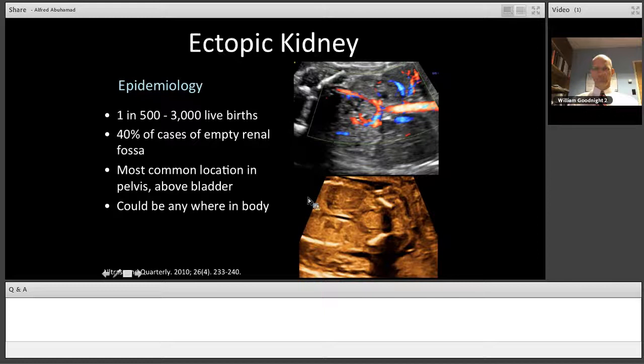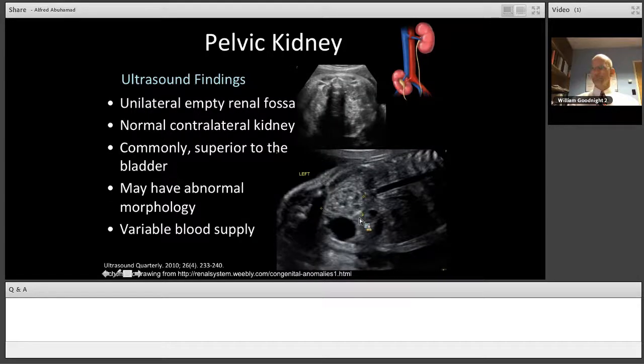How about an ectopic kidney? So an ectopic kidney is a kidney that did not migrate all the way up to the renal fossa. Most common location is above the bladder, as you see right here. And these are not easy to see. So what you look for is an empty renal fossa, but the contralateral kidney is not increased, because with unilateral renal agenesis, the contralateral kidney has some hypertrophy and becomes larger. Common location is superior to the bladder, but could be anywhere and could have variable blood supply.